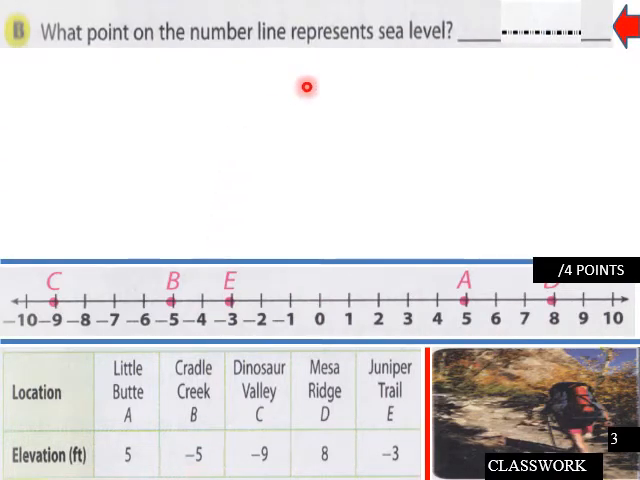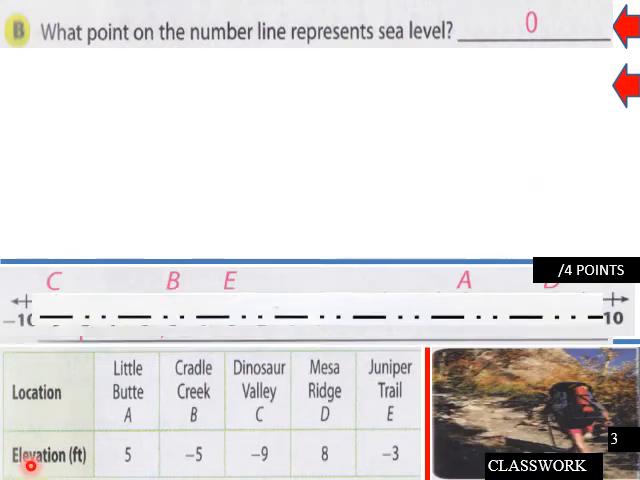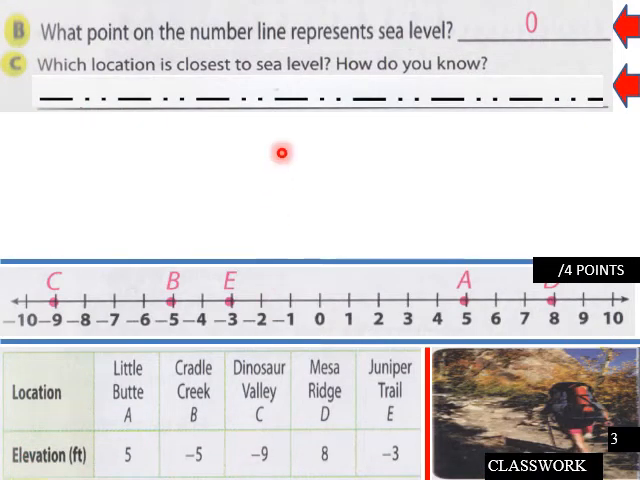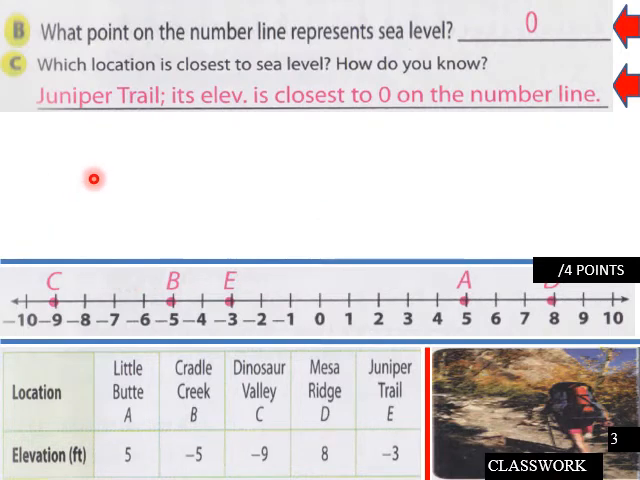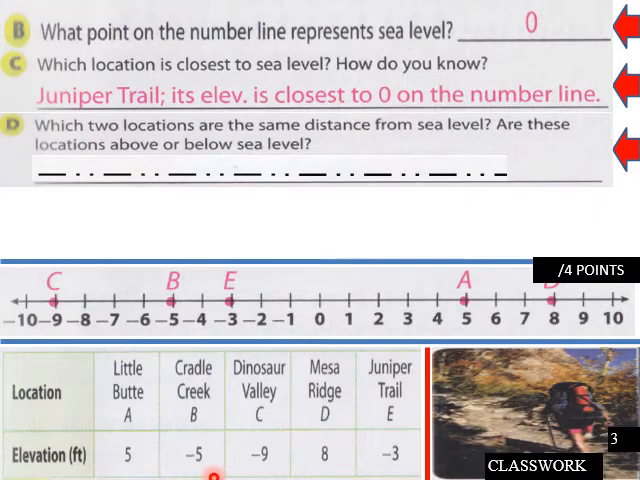What point on the number line represents sea level? And then which location is closest to sea level? How do you know? Juniper Trail is closest to 0 on the number line. Juniper Trail is -3, which would be right here. Here's your 0, so you're only 3 units away there.